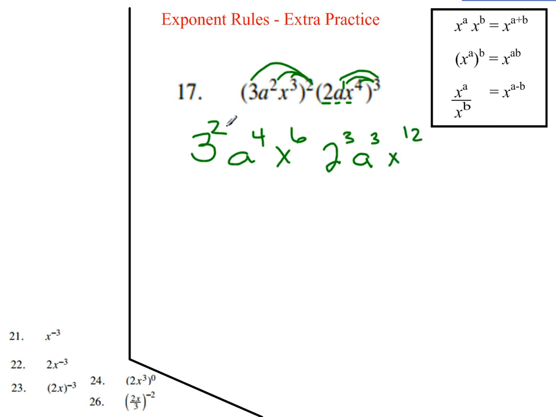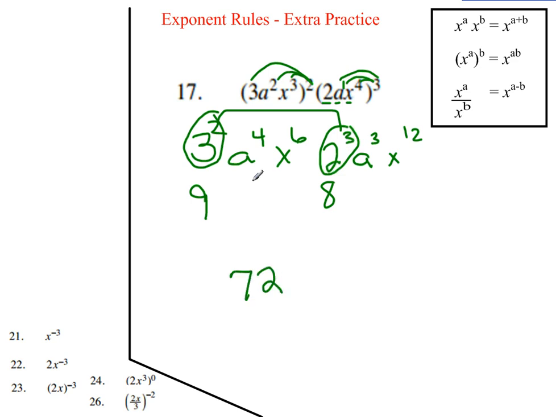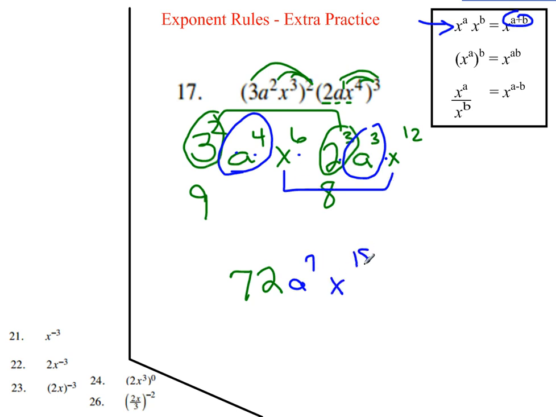Now we need to simplify it. Make these numbers like normal numbers and combine them. So this is a 9. That's an 8. 2 times 2 times 2. So together I have a 72. Make sure you multiply, not add. And if I look at my a's, it's all times. Okay, so the rule is we're going to add the powers. So it's 4 plus 3 is 7. So I have a to the 7th, and then my x's, x to the 18th.